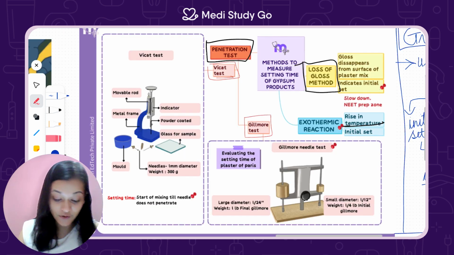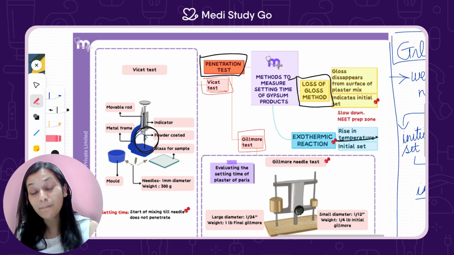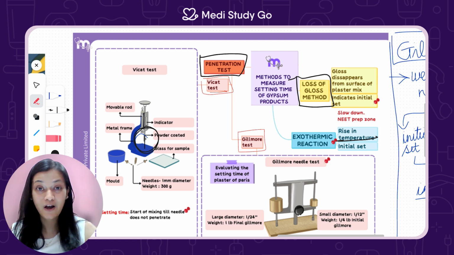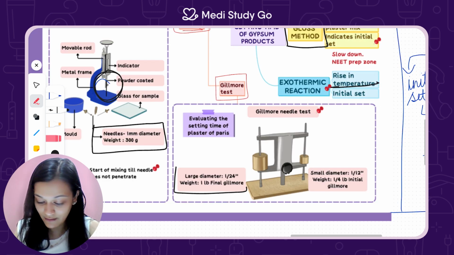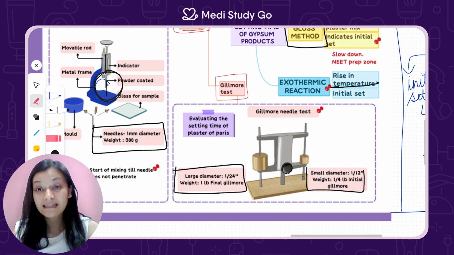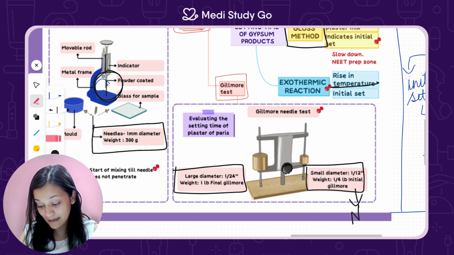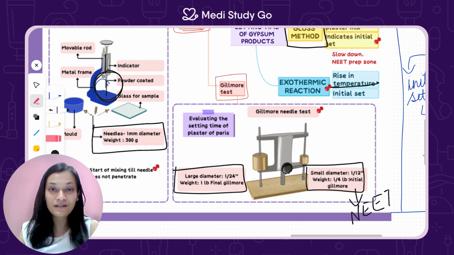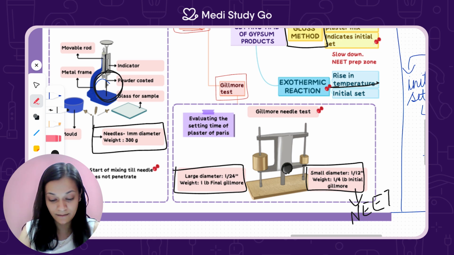This needle that you see here will penetrate. Now, what is very important is for you to learn the diameter and the weight of the needle, at the same time, the larger diameter and the smaller diameter. This is important from an exam point of view. There can be an MCQ, and whenever there is a numerical, you don't have any guess that can work. You need to know your figures well.